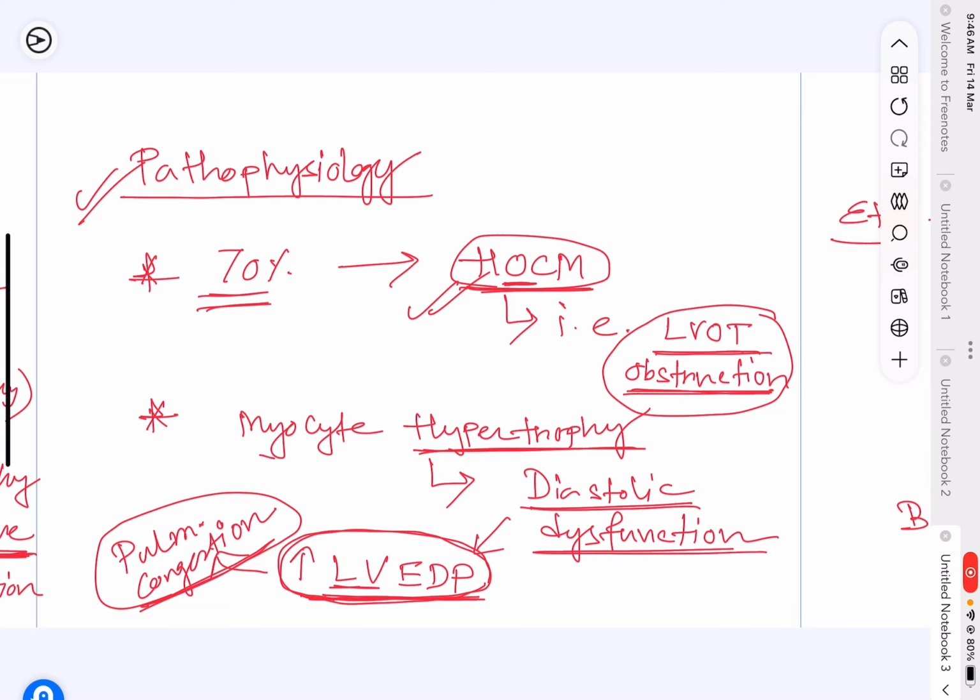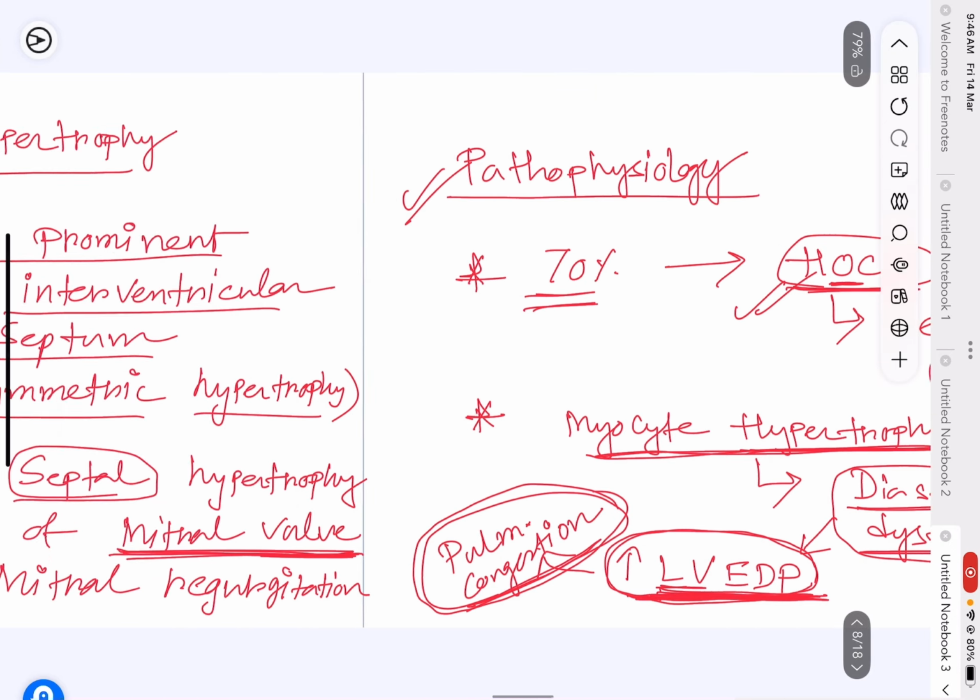Now this myocyte hypertrophy is the underlying pathophysiology of HCM. This causes diastolic dysfunction. That means the heart is not able to relax. Because the left ventricle is not able to relax, the left ventricular end diastolic pressure is very high. This does not allow the blood to go from the left atrium to the left ventricle. This LVEDP increase will cause an increase in left atrial blood accumulation. This will cause pulmonary congestion, retrograde backflow, right? Retrograde flow will cause pulmonary congestion.